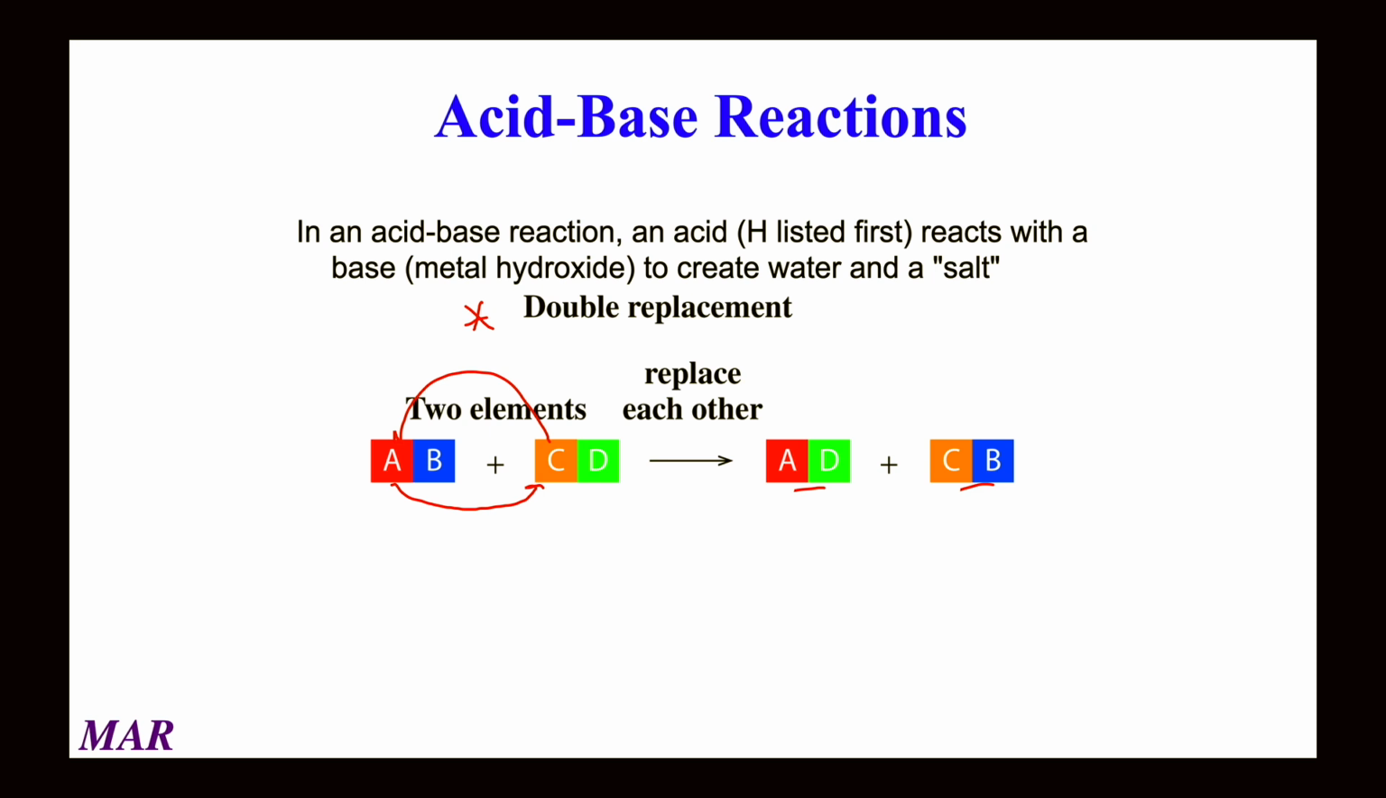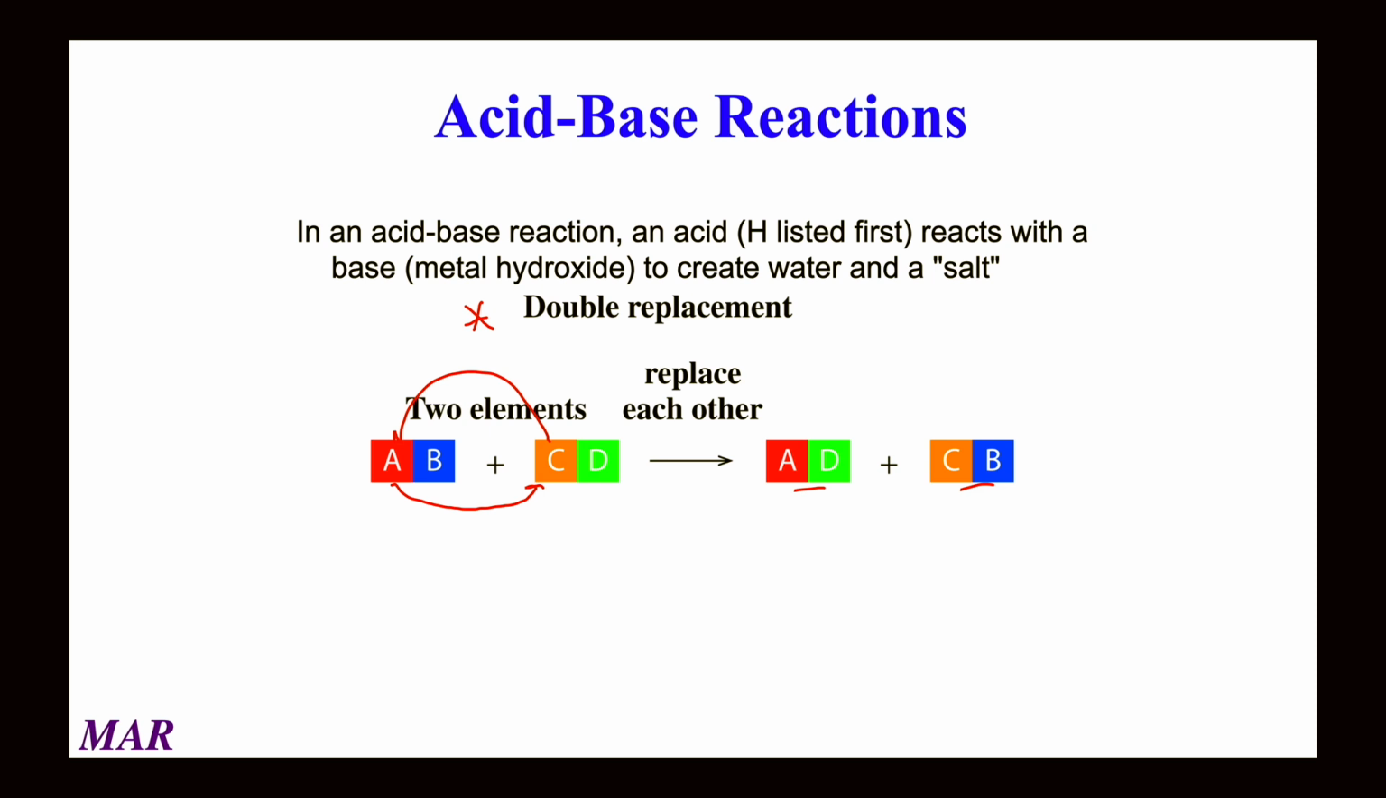The AB would be the acid, all right, maybe HCl. And the CD would be the base, maybe NaOH. And they're going to trade places, the H and the Na, because they're both positive. And on the other side, you'd have NaCl, all right, the leftovers from there. And the other species would be HOH, or water. So an acid-base reaction is actually a type of double replacement reaction. Sometimes double replacements are called double displacements.